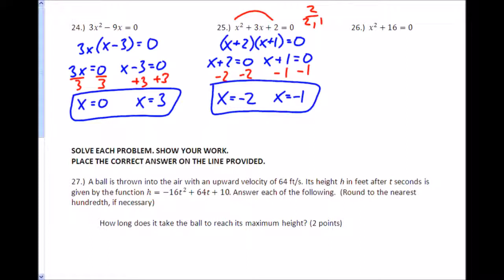So the only way to try to solve this would be to subtract the 16 from each side, which gives me x squared equals a negative 16, and then try taking the square root of each side, which I can't do with a negative, so this one is no solution.